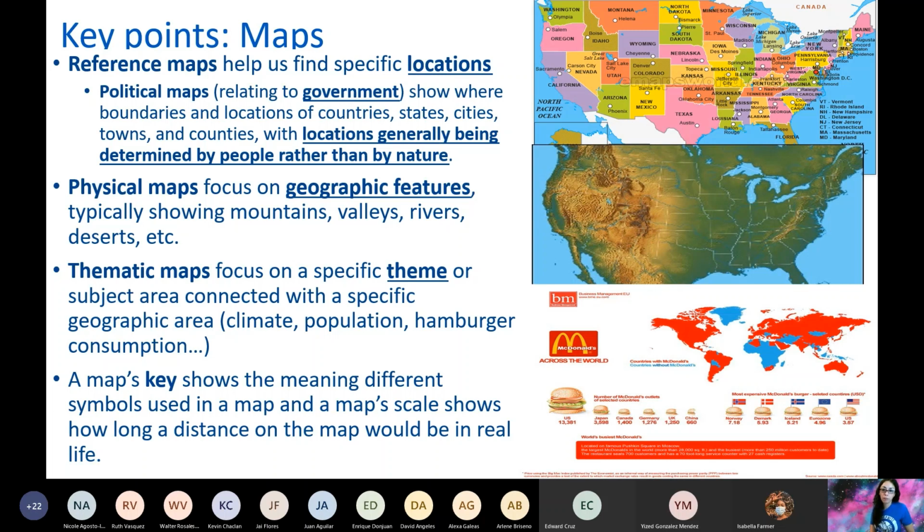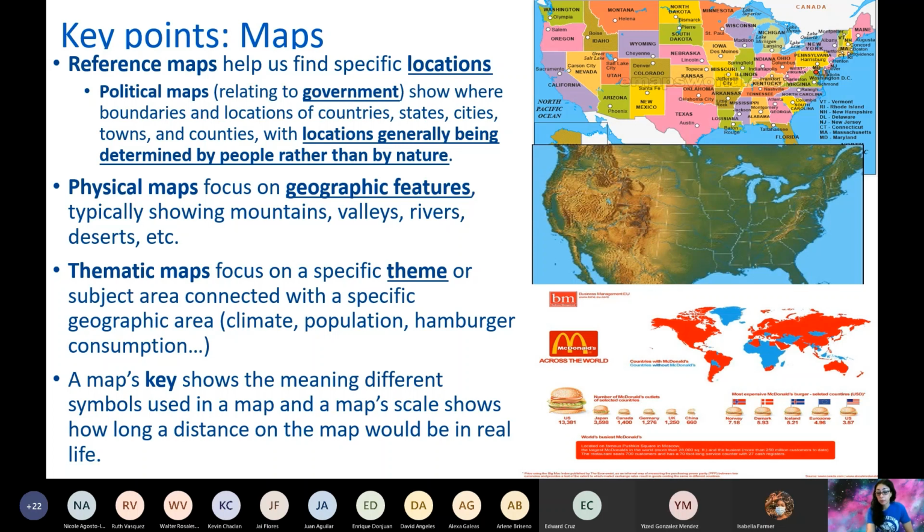And then a third kind of map, thematic maps, are mostly used to give the viewer a lot of information all at once about a specific place, focusing on a specific theme or subject area. So this can show climate maps, population maps. At the bottom right of the slide, you have a map of hamburger consumption across the world. Those are thematic maps because they're about a theme.